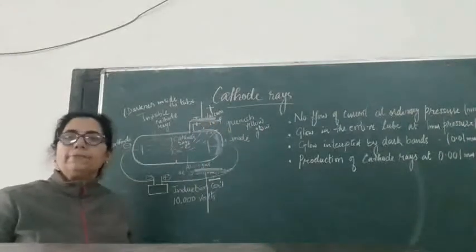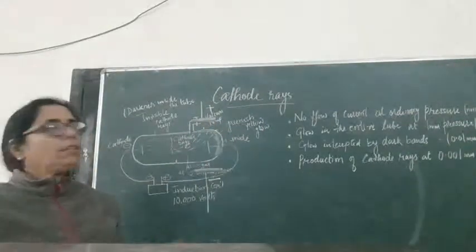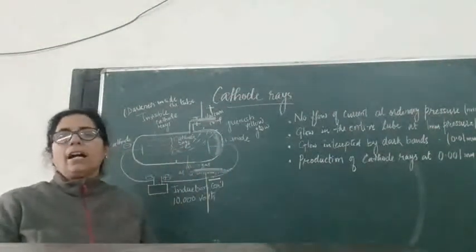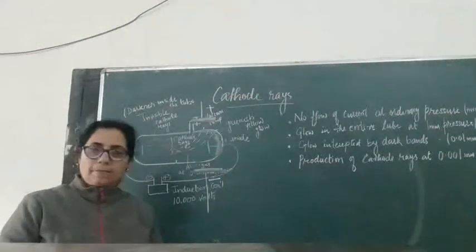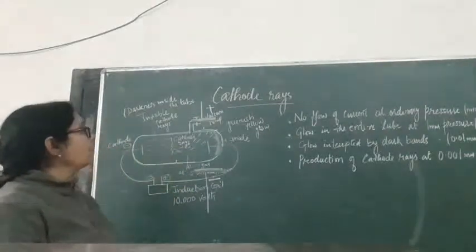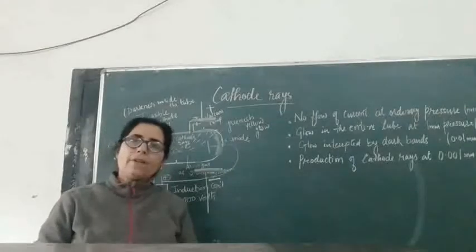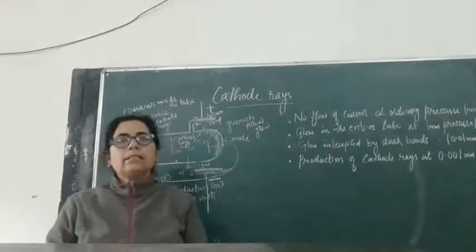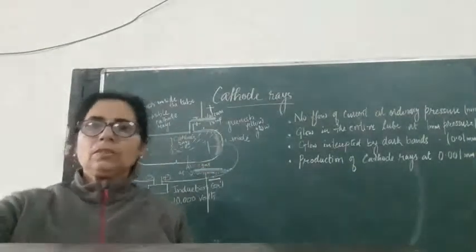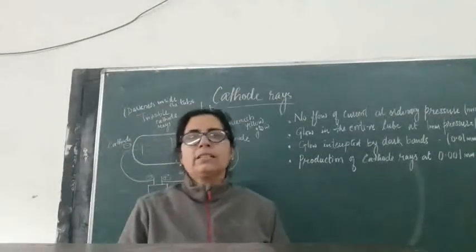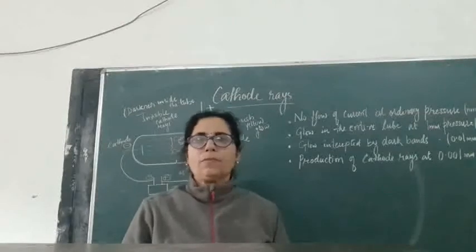This also confirms that the rays which were coming from the cathode end are negatively charged. And these negatively charged particles are also known as cathode rays, and from this they tried to discover the electron. Hope you have understood this cathode rays or the discovery of electron.